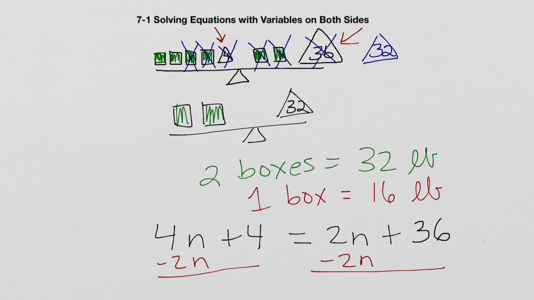Let's just get a little bit more space here. So now we have 2n plus 4 equals 36. And then we're going to want to subtract the 4-pound weight from both sides. Subtract 4 from both sides. We get 2n equals 32. And then we're going to divide both sides by 2. And that's how we get n equals 16.